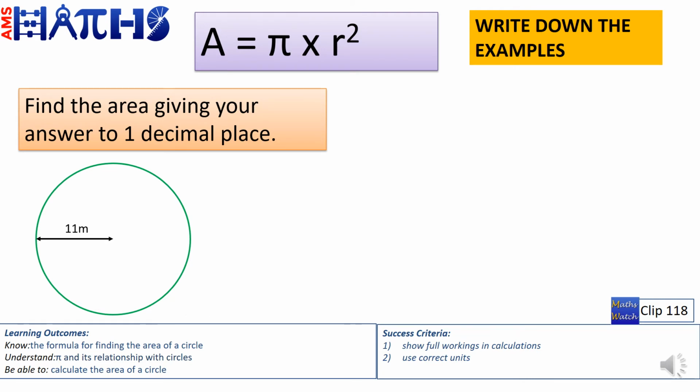Okay, so we start with our formula. Area is equal to pi times the radius squared. The radius has been given, which is great, so we do pi times 11 squared. 11 squared is 121, so we get 121 pi, but it asks us to give our answer to one decimal place, so therefore we would get, for our final answer, 380.1 centimeters squared. Next problem.